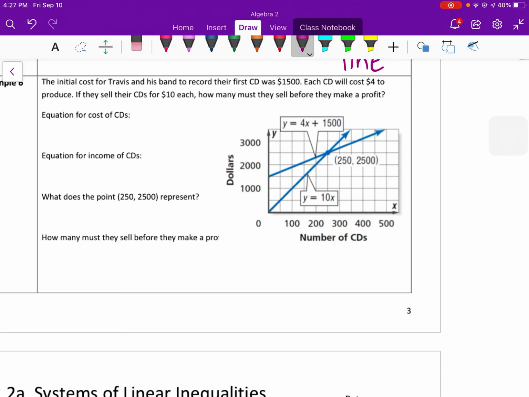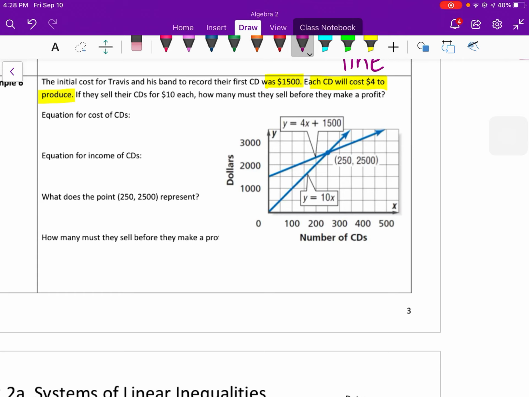Okay, the initial cost for Travis and his band to record their first CD was $1,500. Each CD costs $4 to produce. If they sell CDs for $10 each, how many must they sell before they make a profit? So we have the two equations here. It looks like our first one was each CD costs $4 to produce, and then the initial cost was $1,500.